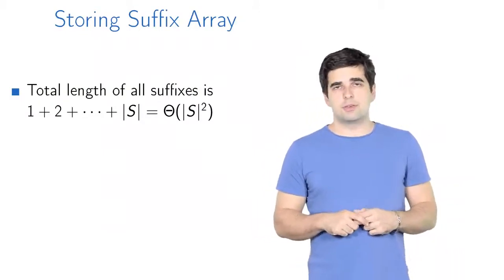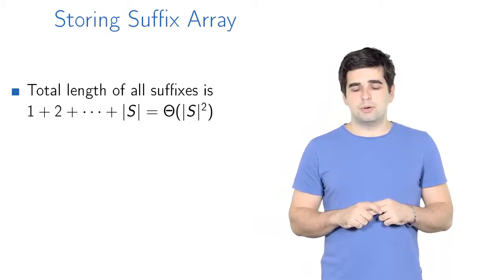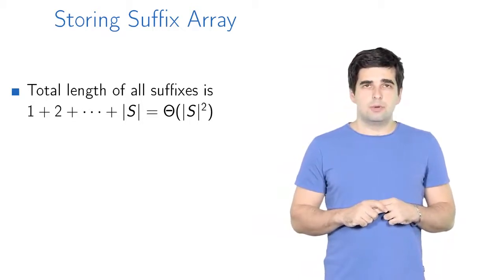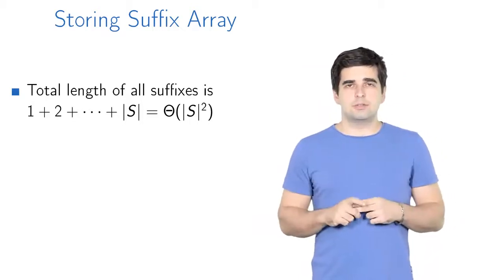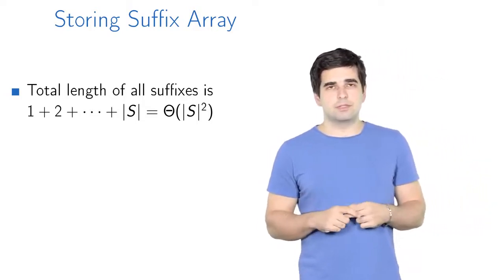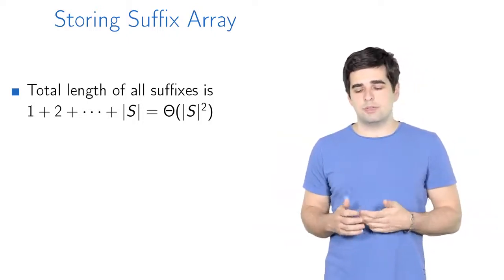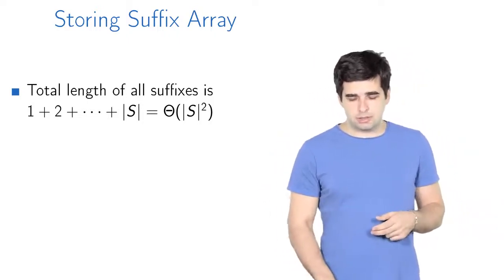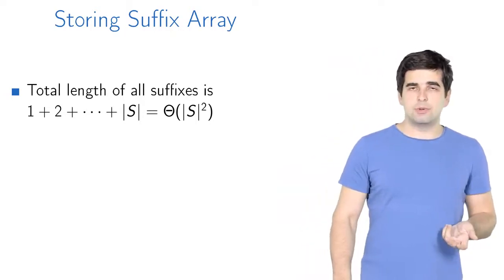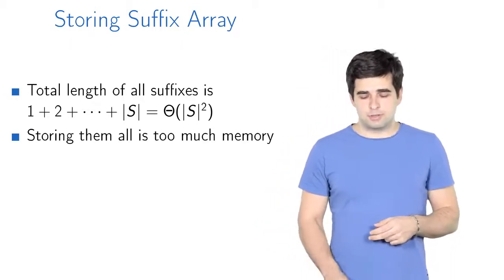What about storing the suffix array? Suppose we have some algorithm to compute it. How are we going to store it? We want our suffix array to be stored in linear memory, but the total length of all suffixes is a sum of an arithmetic progression from 1 to the length of the string, which is quadratic. And so it will take too much memory to store the suffix array, even if we can compute it fast.